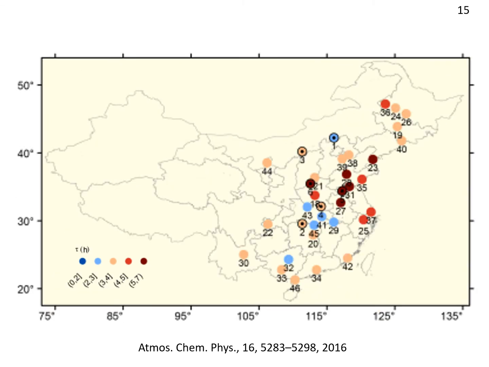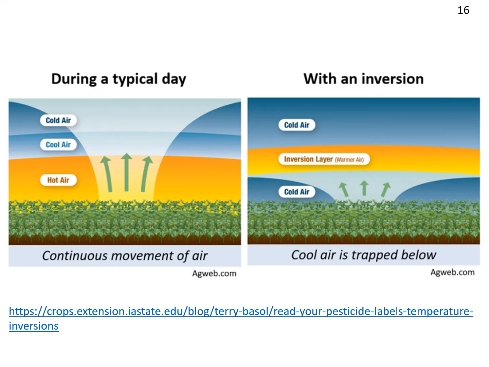This plot shows a similar range of half-lives in China. So why is the half-life so different in some areas than others? And why is it so bad in some areas? A frequent reason for long half-lives is the artificial concentration of pollutants by temperature inversions.